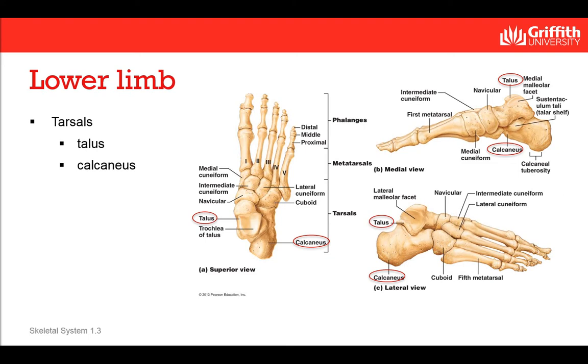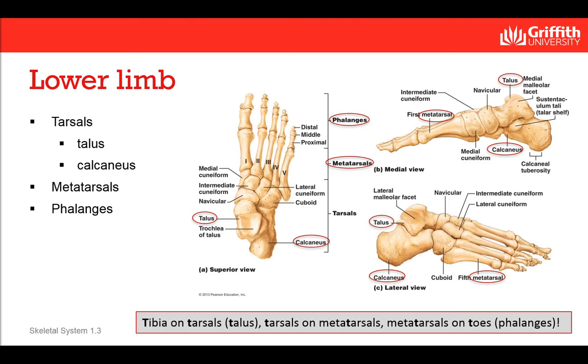The talus also articulates with the calcaneus, which is the heel bone. The metatarsals provide the midfoot region, the length, and the arch. And the phalanges form the shape of our toes, like they do the fingers in the hands. However, in the foot, there are 3 phalanges for each of the toes. Keep in mind we have tarsals and metatarsals in the feet, but we have carpals and metacarpals in the hand. It may be a handy hint for remembering: T is to do with the toes. It might help to think of the tibia on the tarsals on the metatarsals, and the metatarsals on the toes, or phalanges.